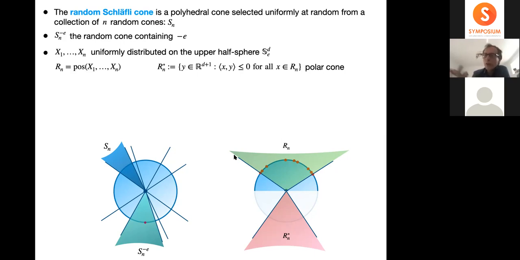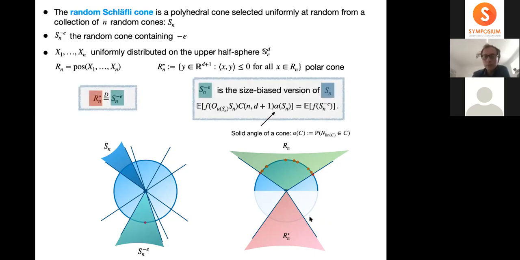To this cone, you can also associate its dual, the polar cone. This is the set of all points y in R^(d-1) such that the scalar product between each point of the cone Rn and y is less than 0. So you have just the right angle between these two bounding lines here. The polar cone is this red cone here. Between all these cones, the blue, the dark green, the light green, and the red cone, there are relations.